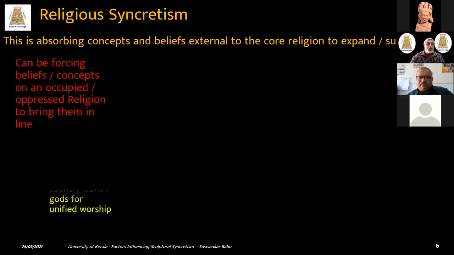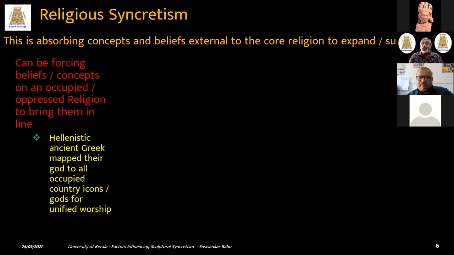Typically, during the Hellenistic period, that is after Alexander the Great, and afterwards the Roman Empire, they enforced their concept of Greek gods onto many of the occupied lands. So wherever it was, Egypt or other countries, the local gods were always mapped to Greek ones, and there was a uniform concept of worship according to the Greek equivalent, so that they were able to unify all regions and enforce that it is adopted. So this is one way of syncretism.